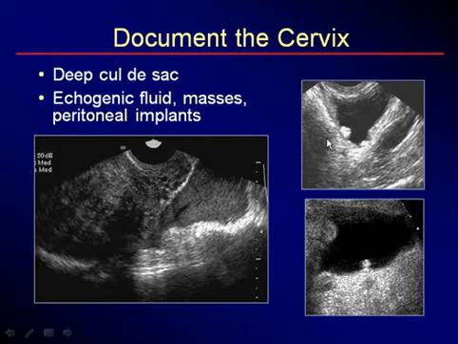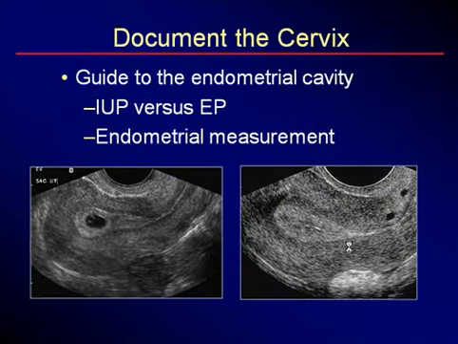It gives us a quick look at the deep cul-de-sac where we could see echogenic fluid, in this case hemoperitoneum. We could see even peritoneal implants in these patients who have histories of malignancies. The cervix is a guide to the rest of the endometrial cavity. Here, when we follow the endocervical line, it leads us straight into the cavity, and we know this is an intrauterine pregnancy. We would never mistake this for being anywhere else. Here, it guides us straight in.